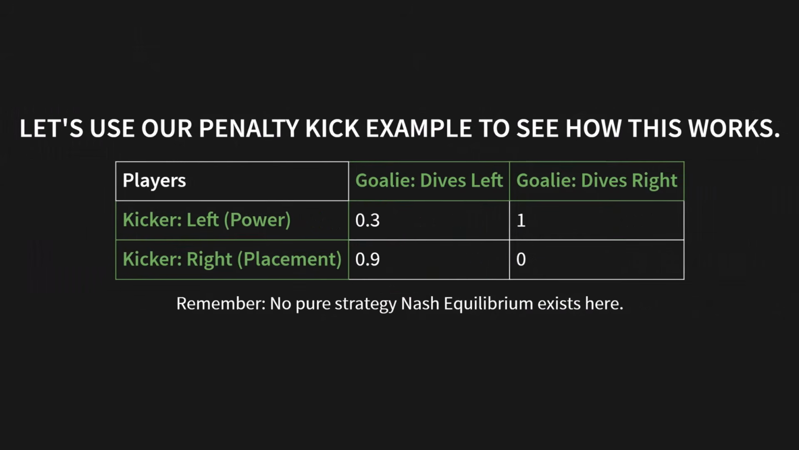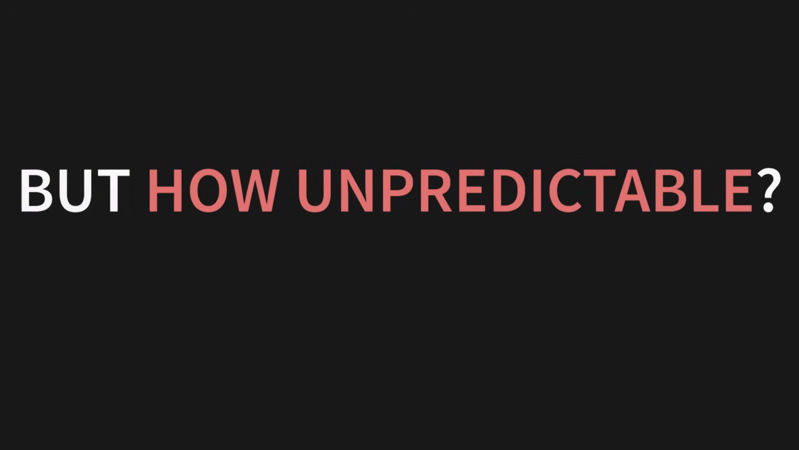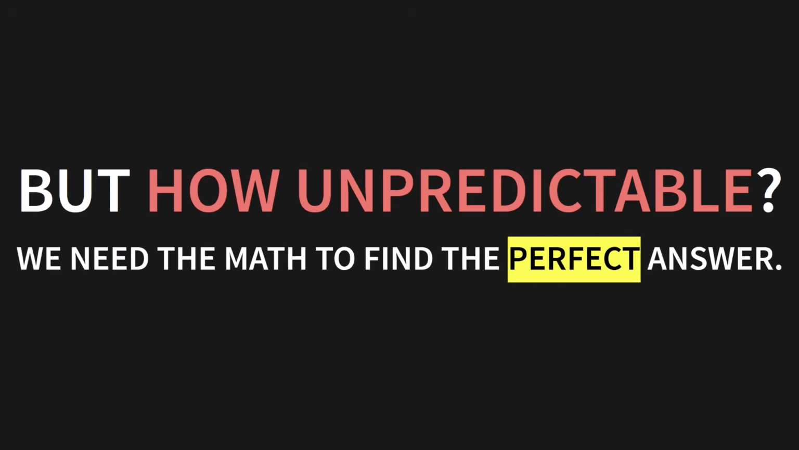Let's go back to our penalty kick example to see how this works. Check out the table again. Remember, we looked for a pure strategy Nash equilibrium? And there wasn't one. It's an endless cycle of outguessing each other. But just how unpredictable should we be? We need the math to find the perfect answer.